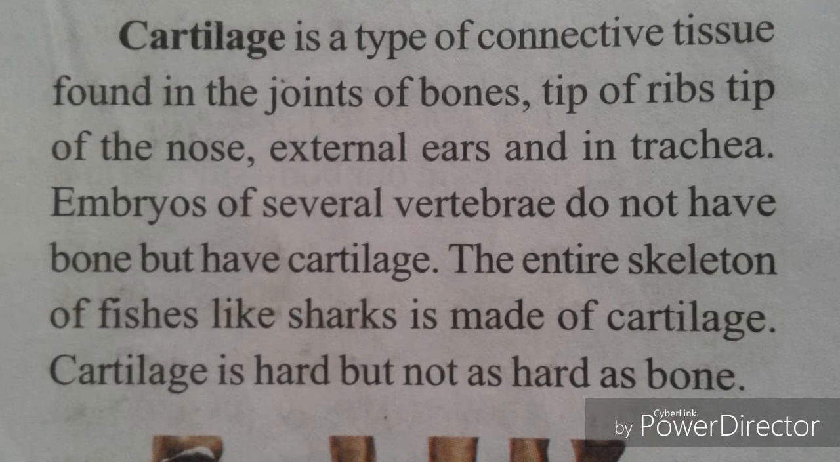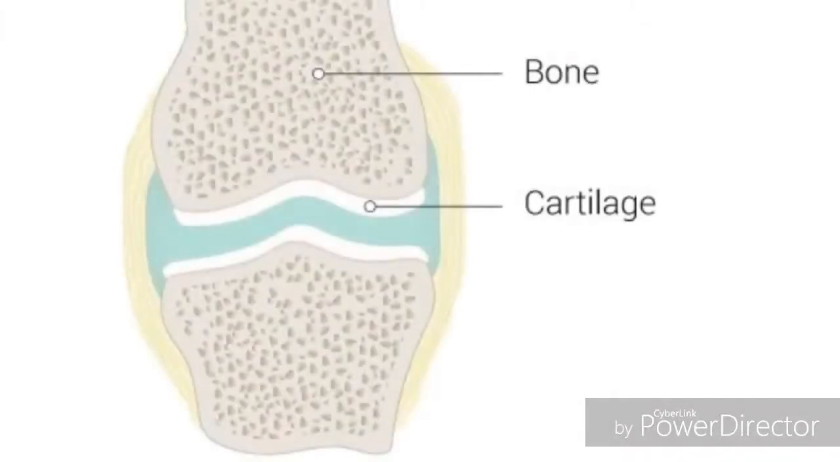And you know one interesting thing, in deep sea fishes like sharks, the entire skeleton is made up of cartilage for flexibility because they have to bear enormous water pressure. As they are in deep sea waters, they have to bear water pressure. So, to withstand that, cartilaginous skeleton is very helpful for them.